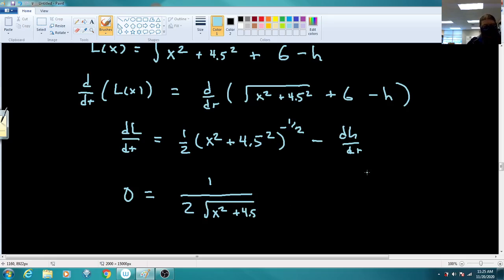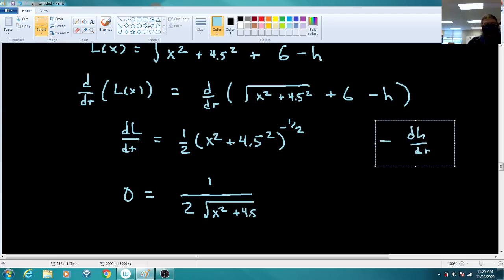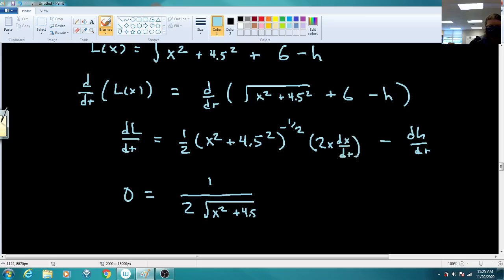Okay, I made a mistake here. Let me go back up. When I took the derivative of this, it was 1/2, leave the inner part alone, to the negative 1/2. The chain rule applies. I need to multiply this by the inner derivative. So I did the first part of the chain rule and forgot to finish it off. This needs a 2x dx dt after it. That's the derivative of x squared plus 4.5 squared, which is the inner part from the chain rule.